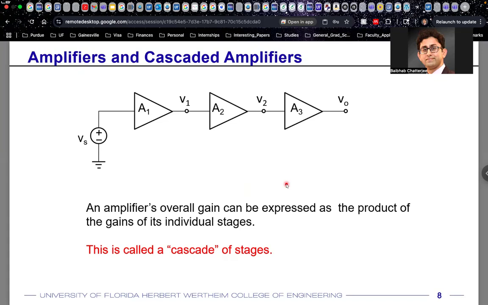All right. One other important concept that I want to talk about in today's lecture is what happens if you cascade multiple amplifiers together. Let's say you have one amplifier with a gain of 5, and then put another amplifier with a gain of 5 after that. What would be the overall gain? And by gain, what we mean is the output voltage amplitude divided by the input voltage amplitude.